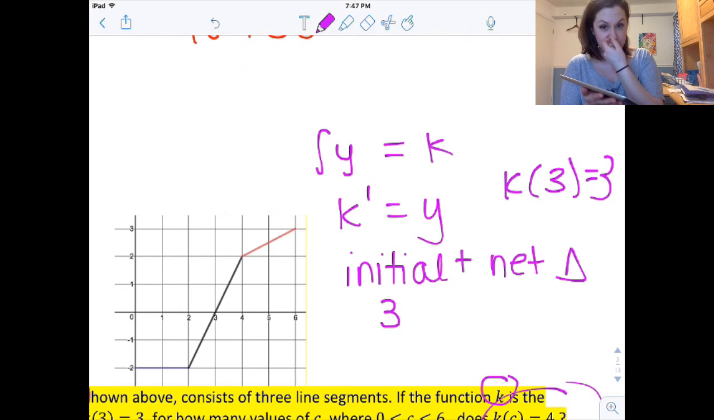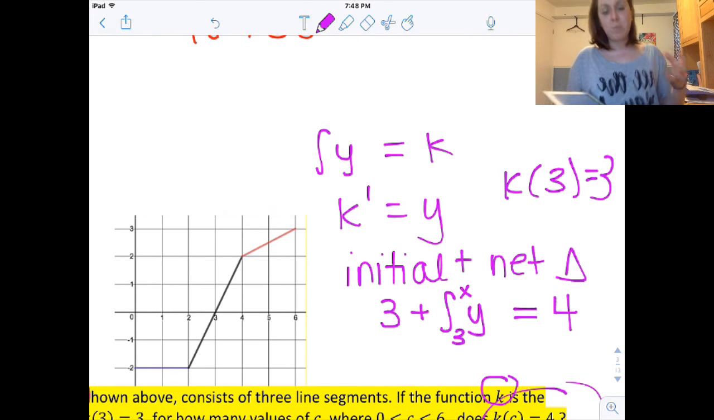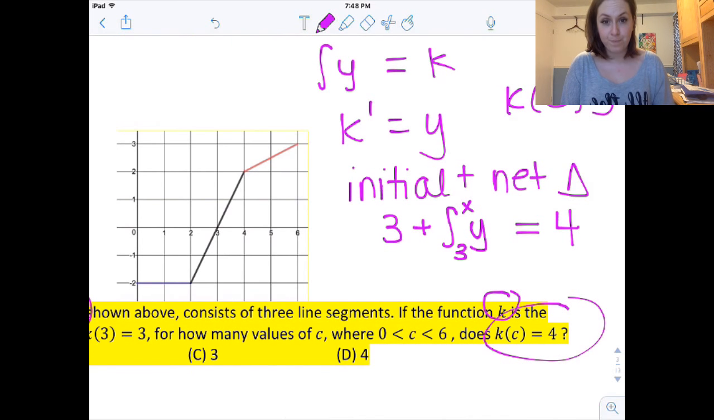And then I would need to take the integral of y from 3 to some number. I don't know what number. And I want that to come out to equal 4. So I'm saying, at what time would k equal 4, knowing that the initial value is 3? If that doesn't make sense, send me another reminder. But again, we're saying, when would k equal 4? I know the initial is 3. So I need to know at what point would my initial plus my net change equal 4.